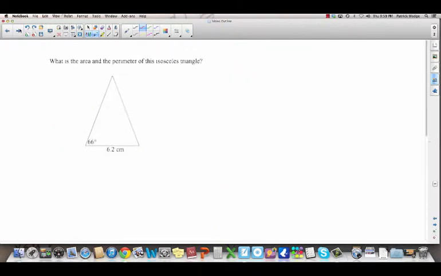Alright? Next one. What's the area and the perimeter of this isosceles triangle? Remember the formula for area? Area of a triangle is base times height divided by 2. Okay, well there's our base. The height is from the highest point straight down, and we don't know that amount, so that's what we need to find. How are we going to do that?